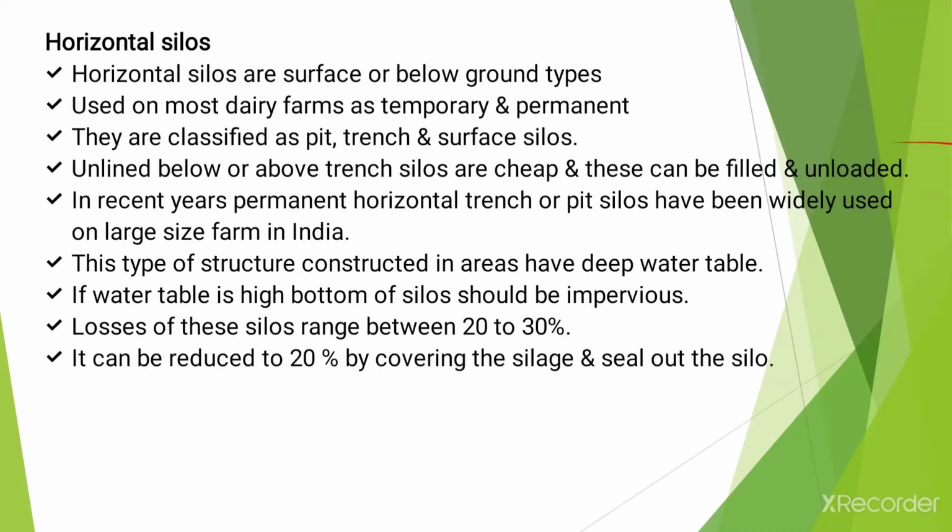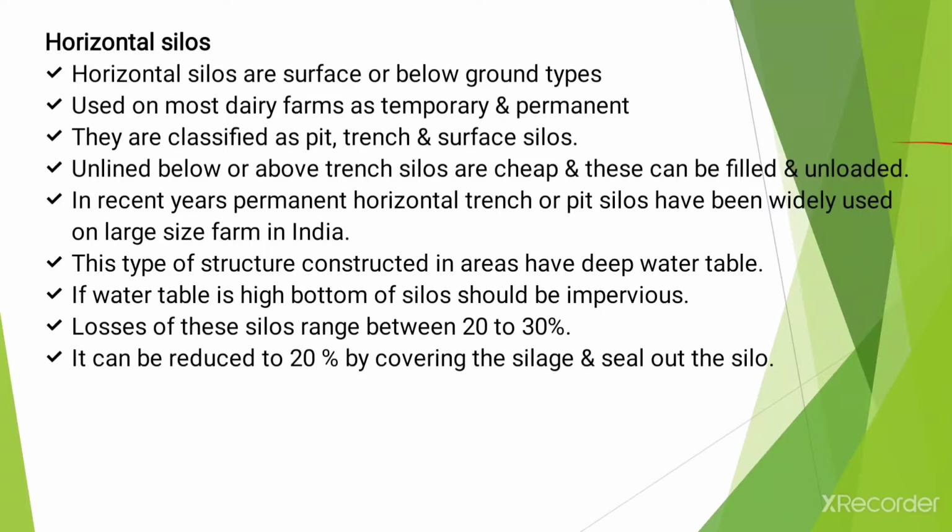Now let's know about horizontal silos. Horizontal silos are a surface or below ground type and are used on most dairy farms as temporary and permanent structures. They are classified as pit, trench and surface silos, and unlined trench silos, below or above ground, are cheap, and these can be filled and unloaded easily.